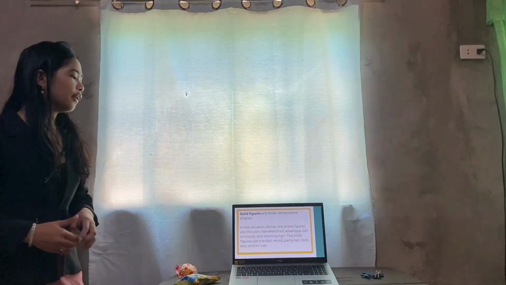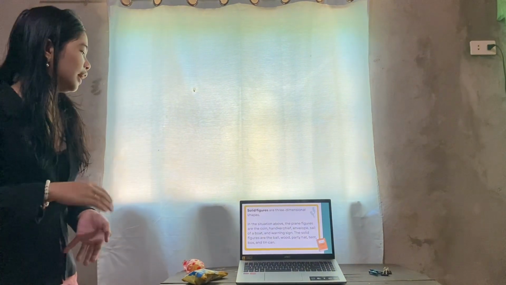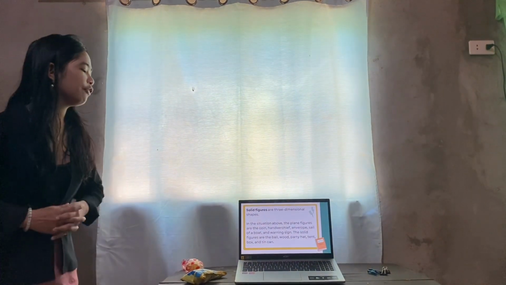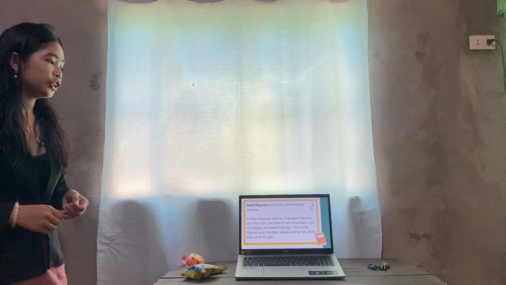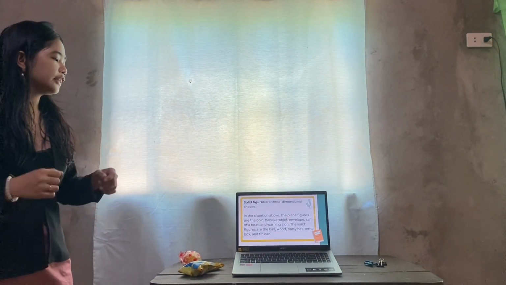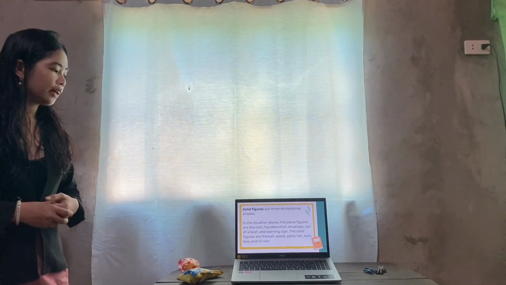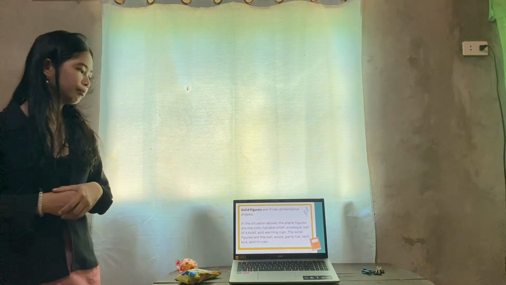And how about the solid figures? So the solid figures are 3-dimensional shapes. So the solid figures are the objects that have length, width, volume, and they also have thickness. So in this situation, the plane figures are the coin, the handkerchief, envelope, sail of a boat, a warning sign. And the solid figures are the ball, wood, party hat, tent, bags, and tin can.